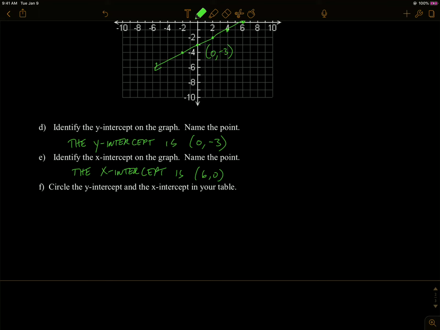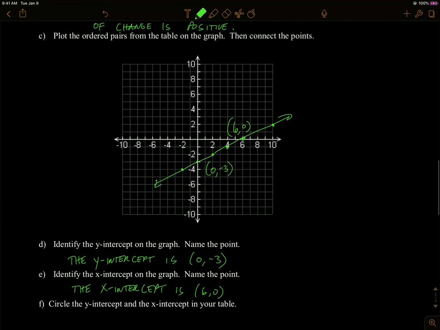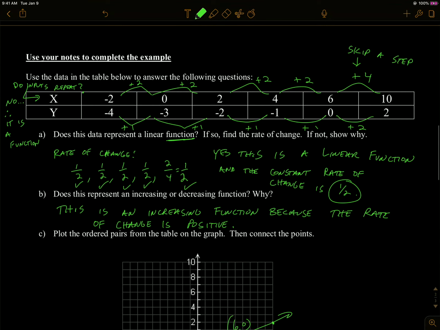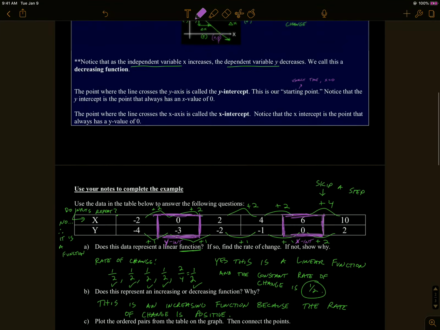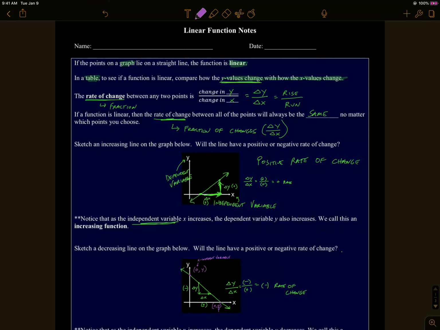Circle the y-intercept and the x-intercept in the table. 0, -3. I found that easily because I'm looking for an x where the x is 0, and that's my y-intercept. 0, -3 is my y-intercept. Then I look for where the y is 0, that's 6, 0. That's going to be my x-intercept. Okay, so we're going to look at some more stuff with linear functions in class when I see you again.